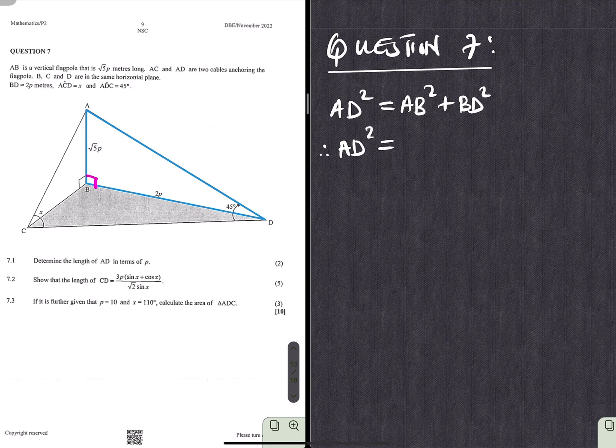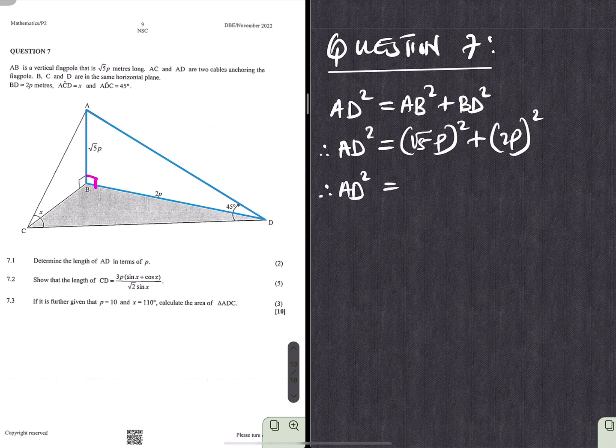What is AB? AB is that vertical flagpole that was square root of 5p. You square that, and then BD, that was 2p, you have to square that. Therefore AD squared is equal to 5p squared plus 4p squared, so that is going to give me 9p squared.